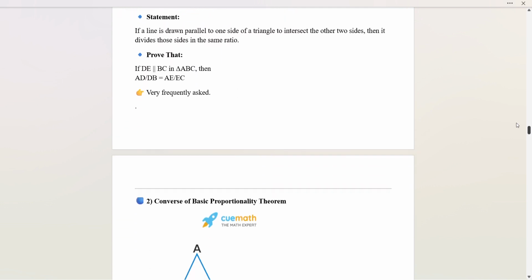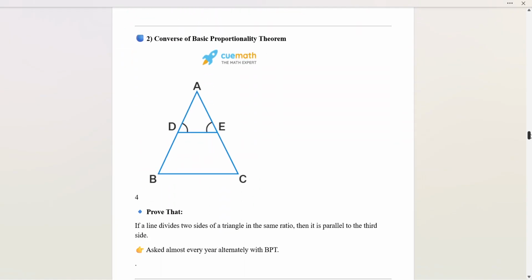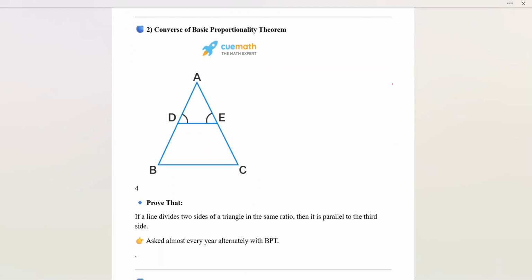For that a statement is given. If a line is drawn parallel to one side of a triangle and intersects the other two sides, then it divides those sides in the same ratio. Prove that if DE is parallel to BC in triangle ABC, then AD by DB is equal to AE by EC. This is a very frequently asked question, repeated in previous years also.